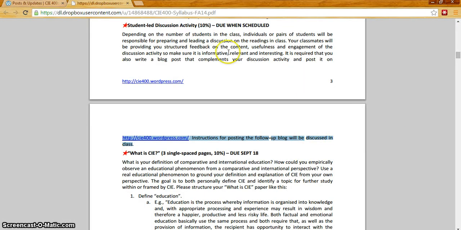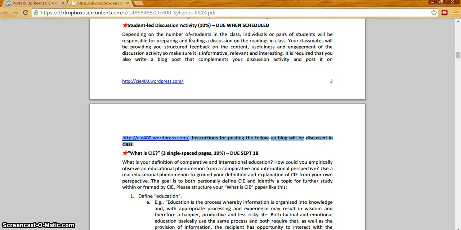Okay. So discussion, student-led discussion activity. We will actually go through the syllabus on the first day of class, and I will ask you to volunteer for specific dates that you want to be the discussion leader. So please take a look at the syllabus ahead of time. Please take a look at the readings for each of the dates.